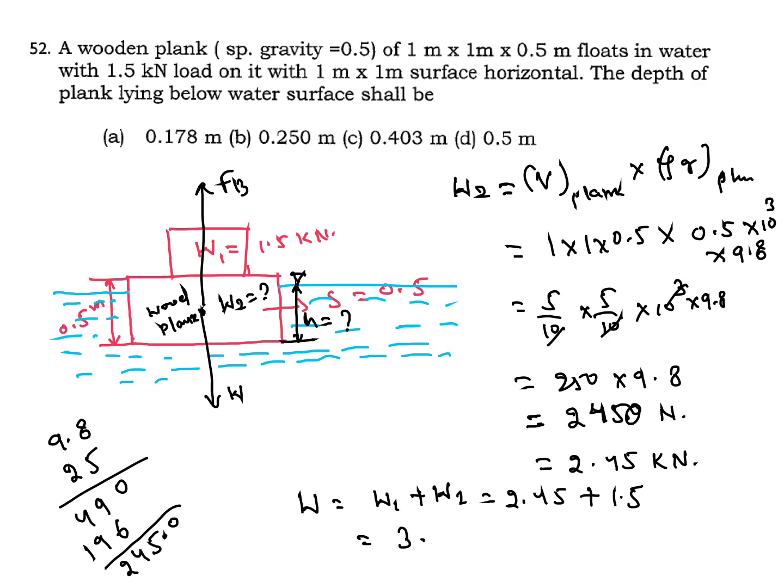Buoyancy force Fb is equal to total weight W, which is the volume of fluid displaced into the specific weight of the immersed fluid, which is water. So W we already got as 3.95 into 10 to the power 3 Newton.